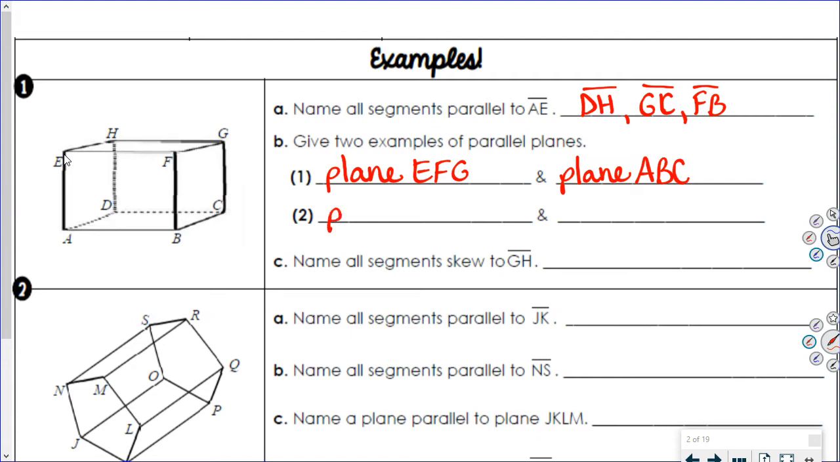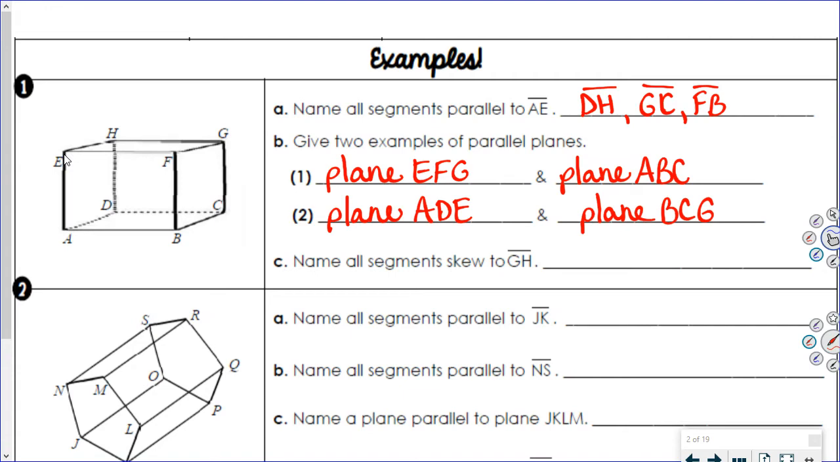So I did the top and the bottom. And then I'm going to do the left and the right. Again, you could do the front and back. So the left side would be A, D, E. And again, I could use H in place of one of those. And then the right would be plane BCG. Okay?